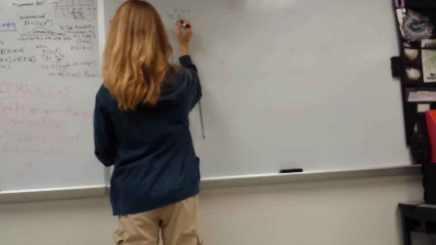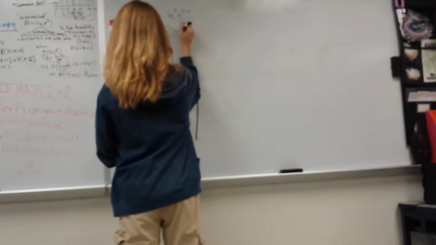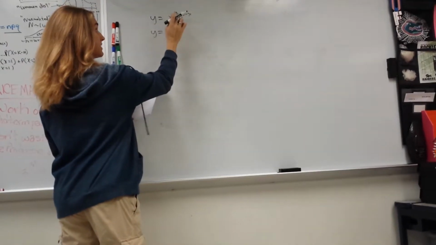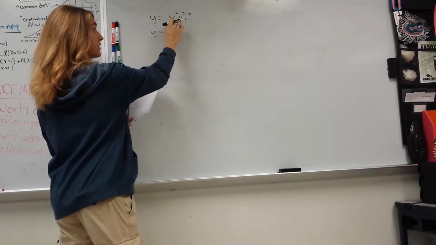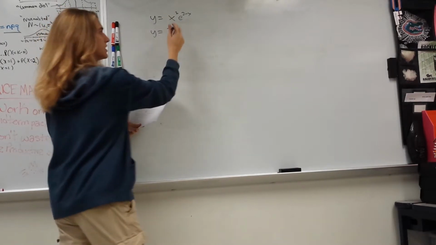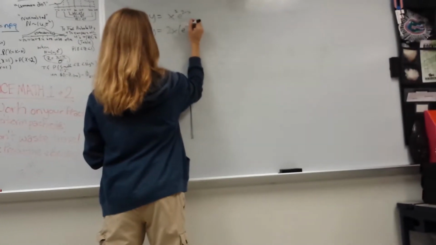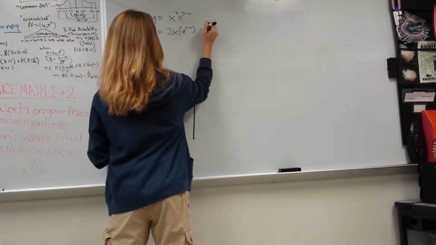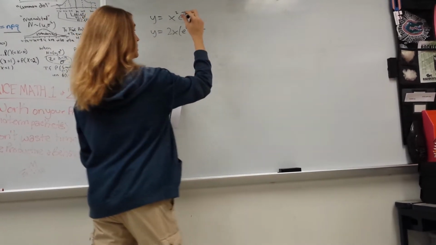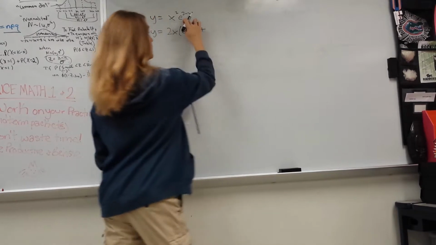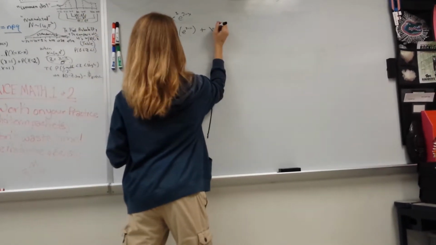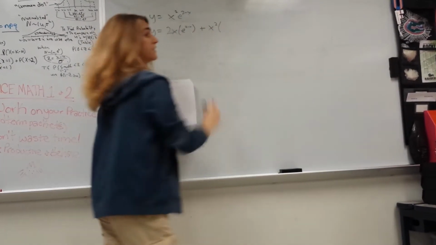Okay, so derivative of the first times the second. Derivative of the first, x squared, is 2x, times the second, e to the 2 minus x. Plus the first, f of x, times the derivative of the second.